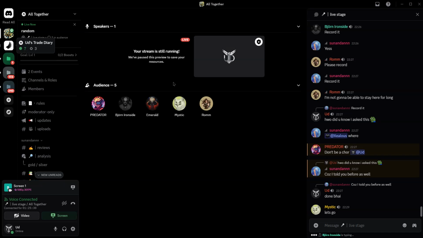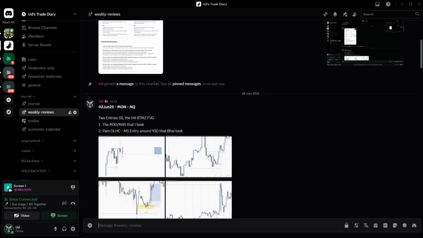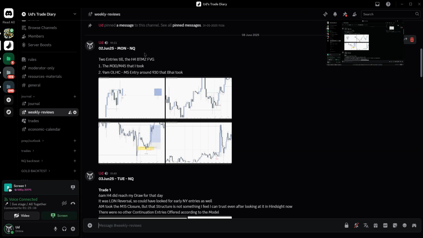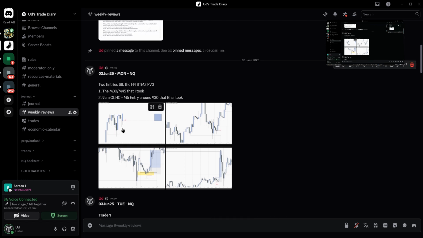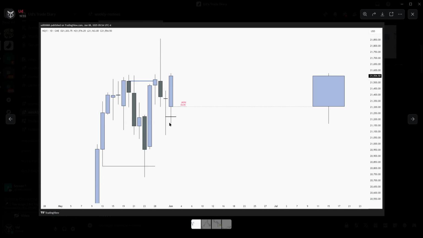Okay, this is going to be my weekly review of NQ and ES, of last week's price action. So Monday, what was I thinking? Obviously, Monday longs, Monday open low high close. Monday longs was my idea. I took one entry this day as well.